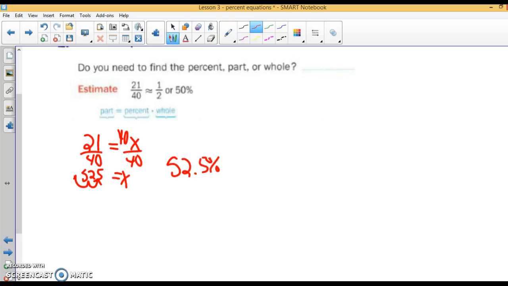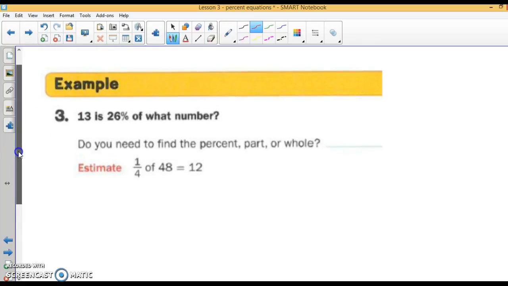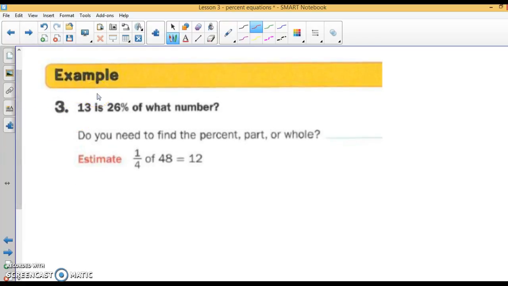That is the one tricky thing about the percent equation. When you get a percent, it is actually a decimal, and you need to rewrite it as a percent by moving it 2 to the right. So 13 is 26%, so 0.26, of what number? So x. Remember, of means multiply, is equals. Divide both sides by 0.26, and you get x is 50.